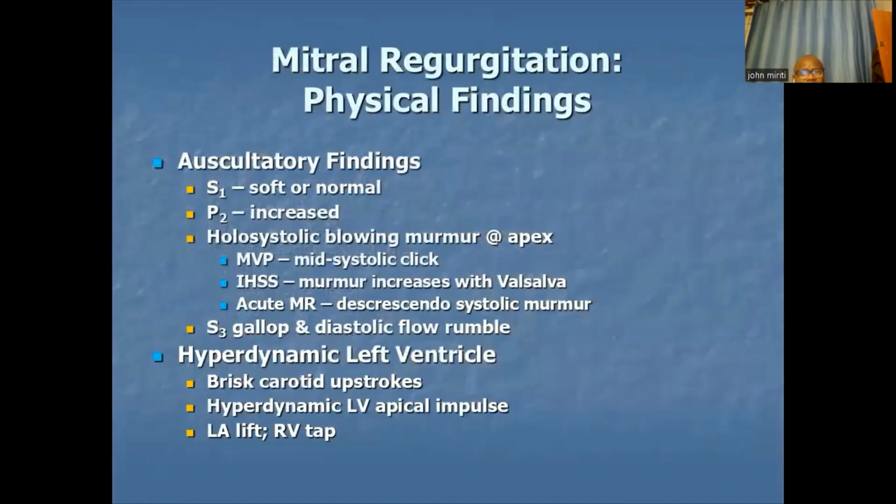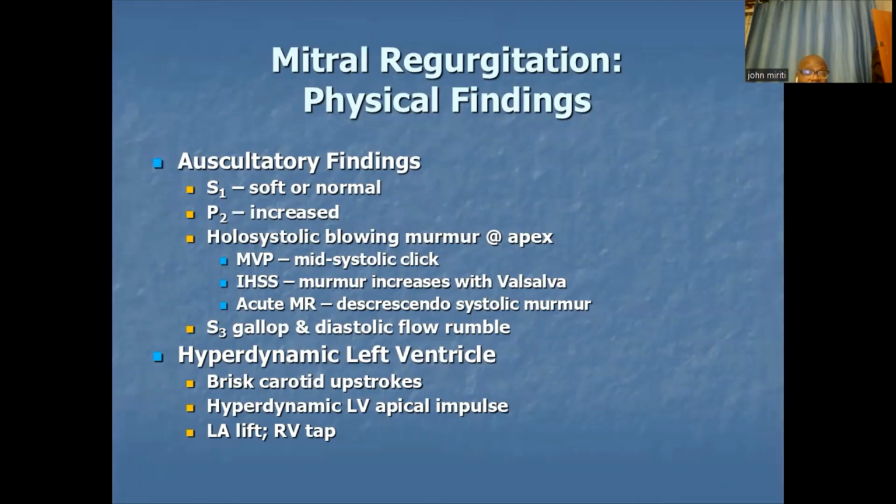The physical findings in a patient with mitral regurgitation: when you auscultate, the first heart sound, S1, is very soft or normal. P2 is increased, and there is a systolic blowing murmur at the apex. That means there is a murmur throughout systole. In mitral valve prolapse there is a systolic click, and in ischemic heart disease the murmur increases with Valsalva.